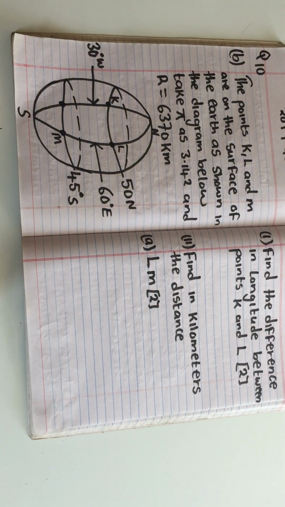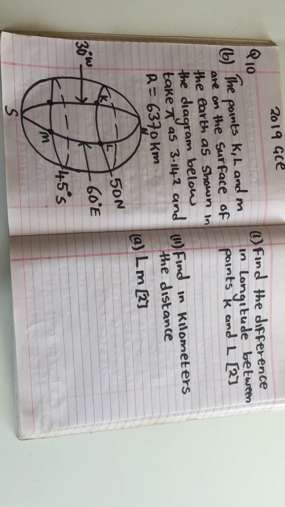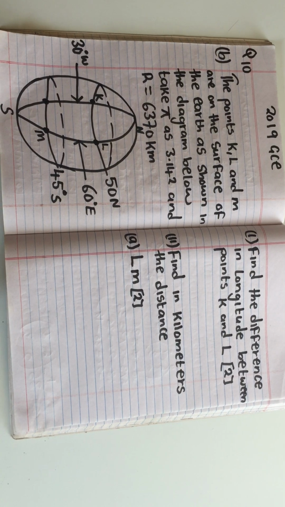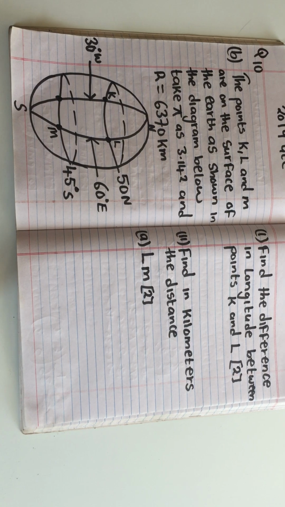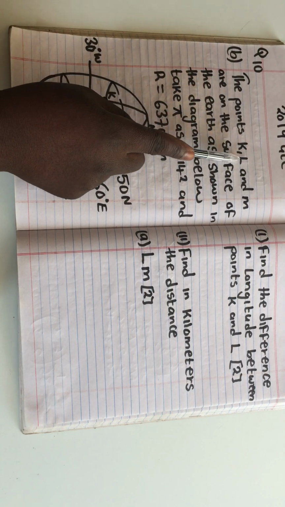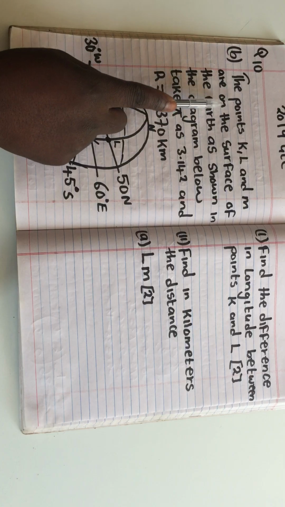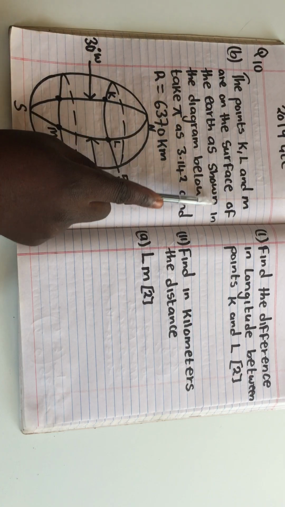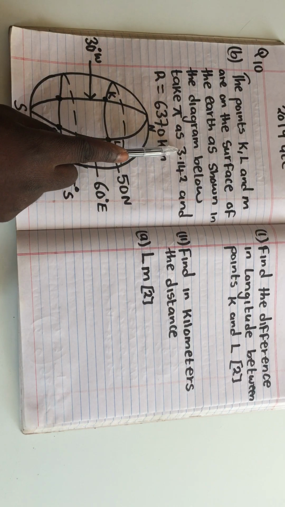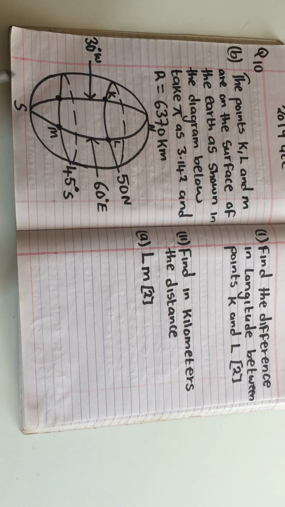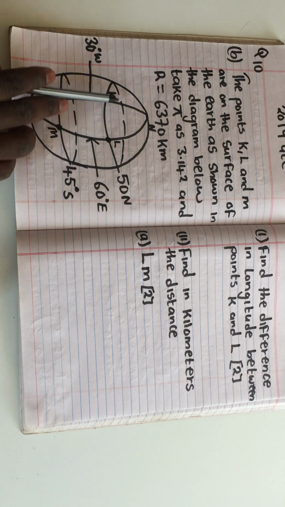This is Earth Geometry, the year is 2019 GCE, and it's question 10B. So we are going to answer this question together. The question reads: the points K, L, and M are on the surface of the Earth as shown in the diagram below. Take pi as 3.142 and the radius as 6370 kilometers. So this is the Earth here, as you can see.